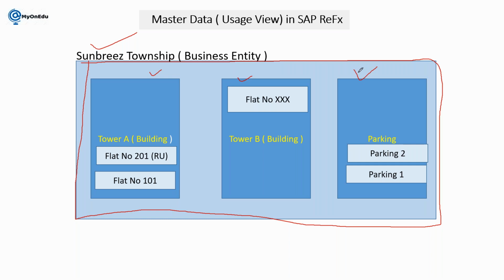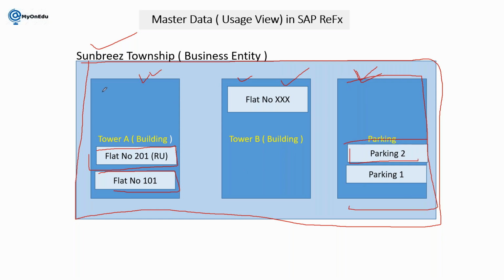Some parking area is there. School is there. Some commercial arcade is there. So different buildings are there. This particular building has residential apartments, flat number 201, flat number 101, like this. This is one more building, and here it is a parking area where it has parking space.